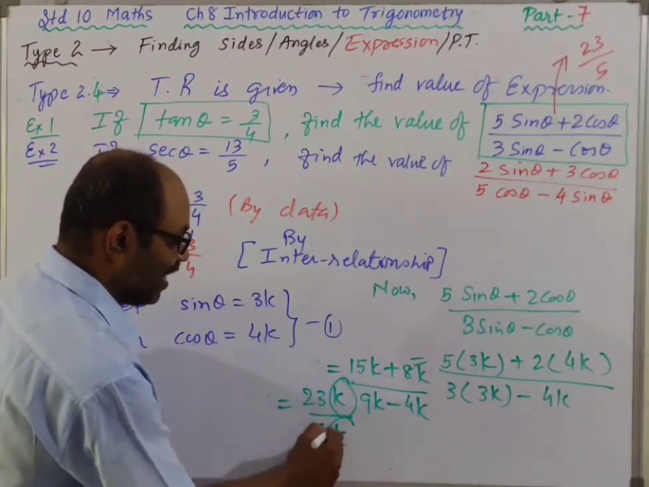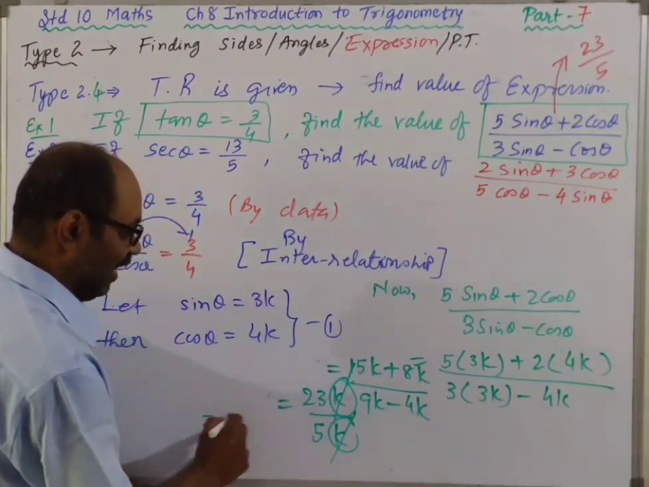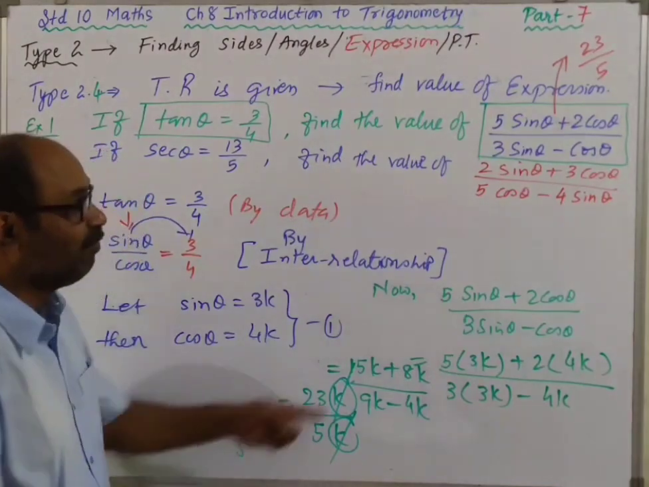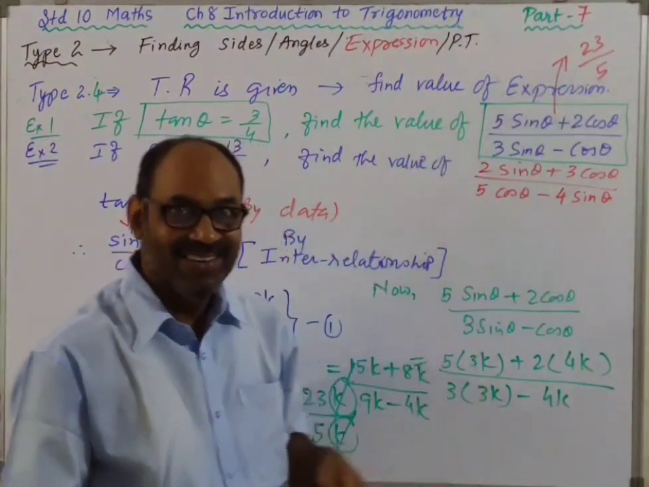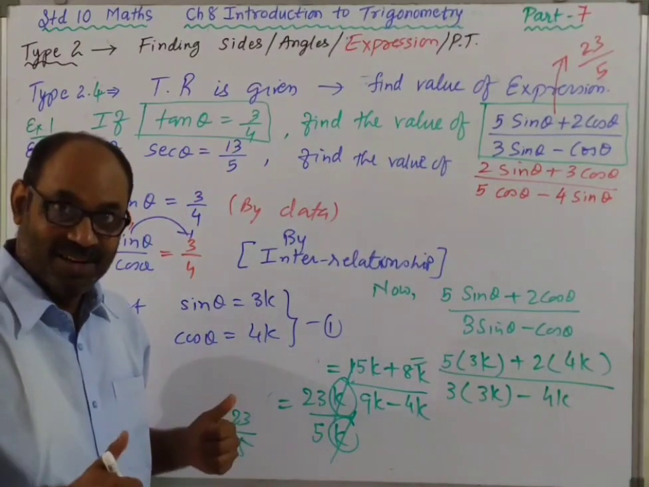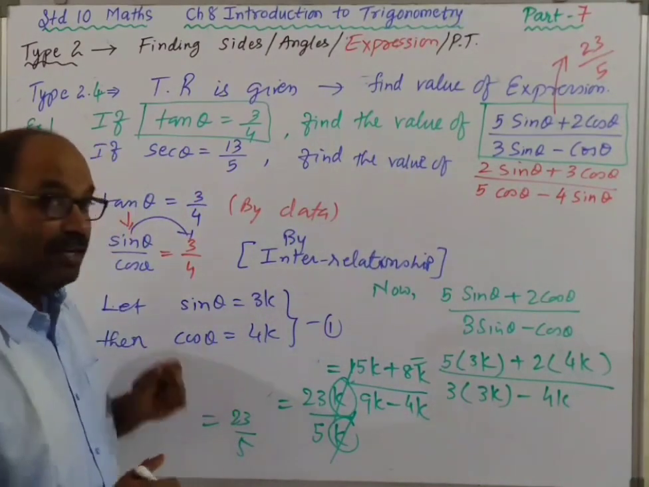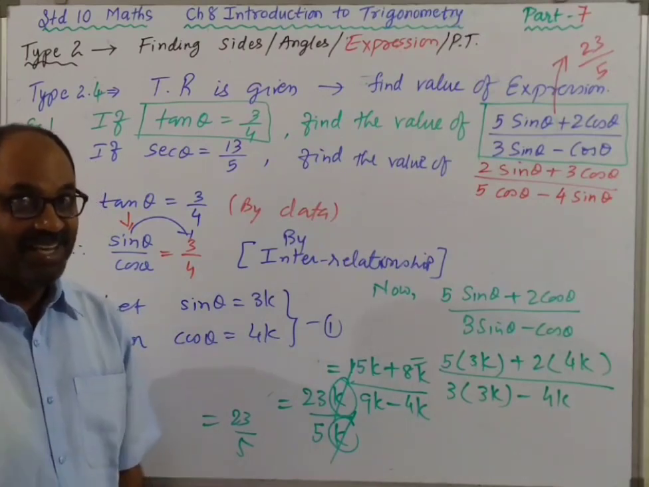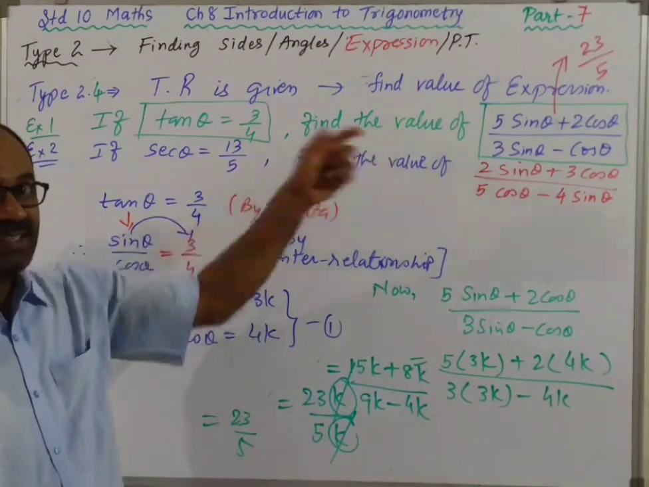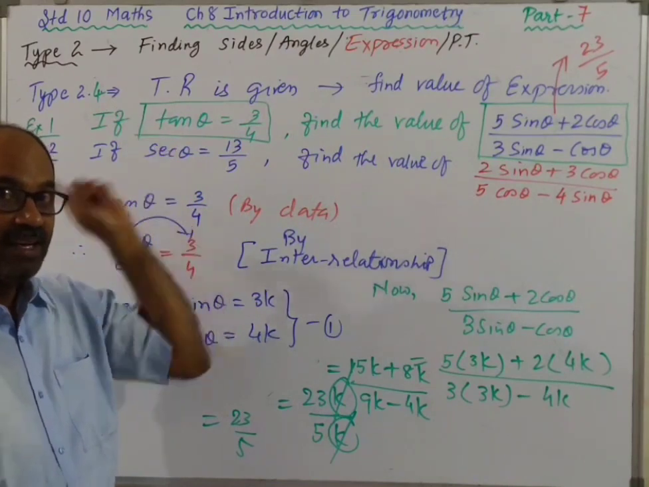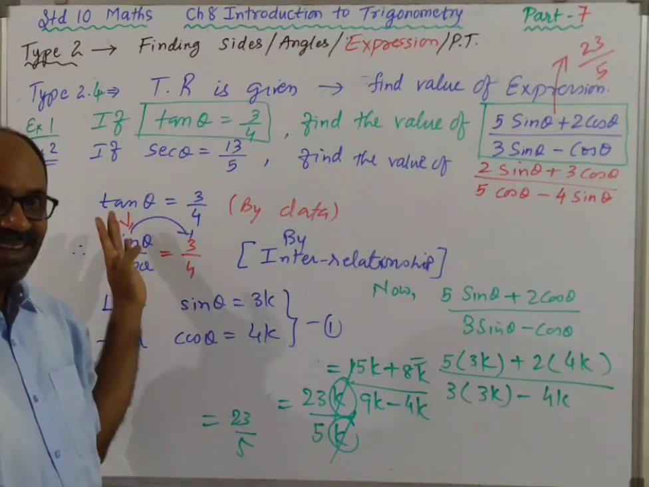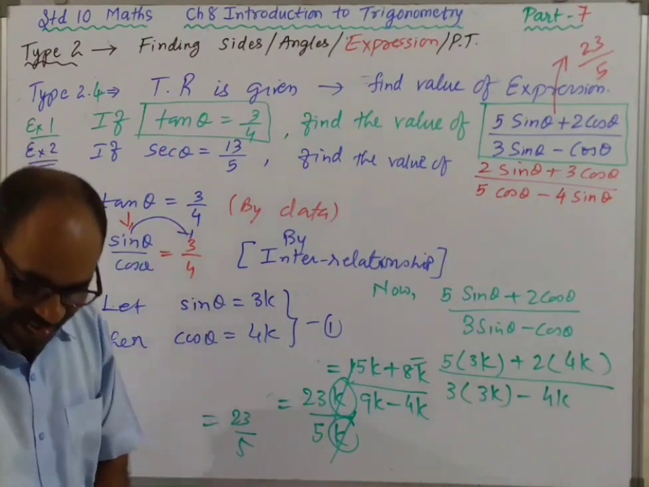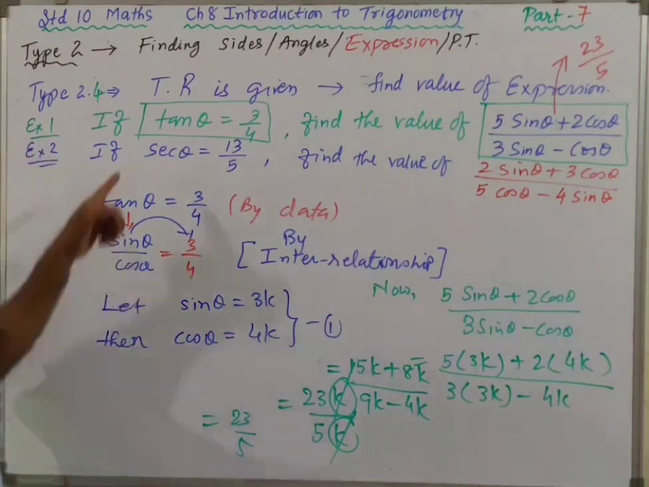This is the reason, children, k cancels. So 23 upon 5. That is the value. Isn't it? Good method, right? So you can use this because you need to save time in examination. So if this sum is asked, don't use type 1 method. Use type 2 method. Alright? Okay? Got it? Let's go, next one.